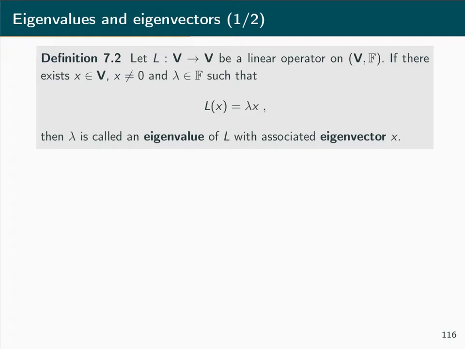On this slide, we have definition 7.2 of the eigenvalues and eigenvectors of a general linear operator between two abstract vector spaces. So if there exists a non-trivial vector x in the vector space and a scalar lambda in the field such that L of x equals lambda times x, then lambda is called an eigenvalue of L with the associated eigenvector x.